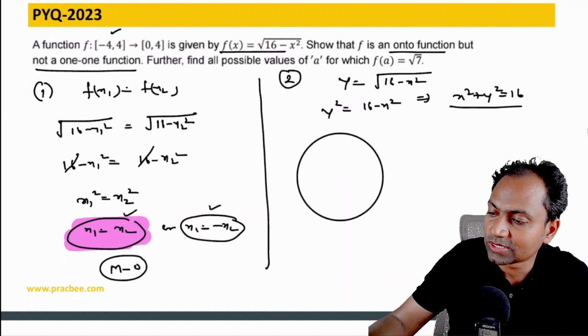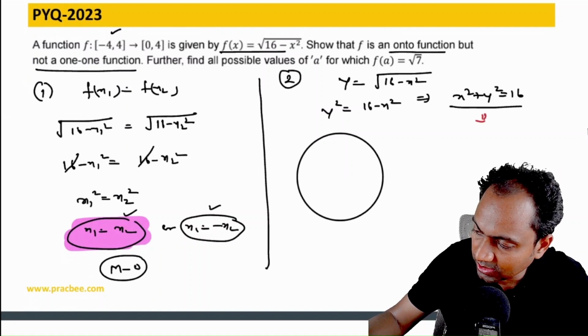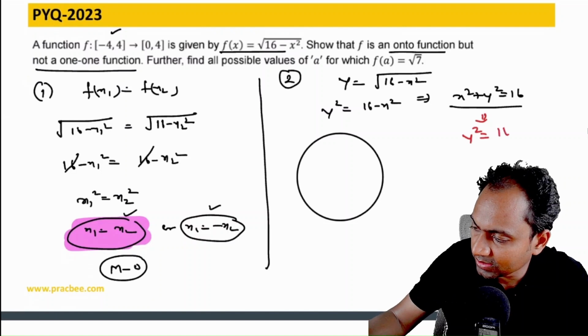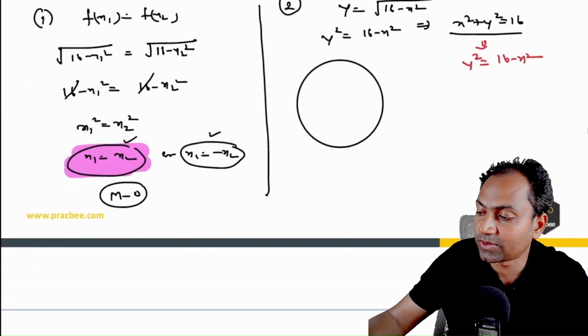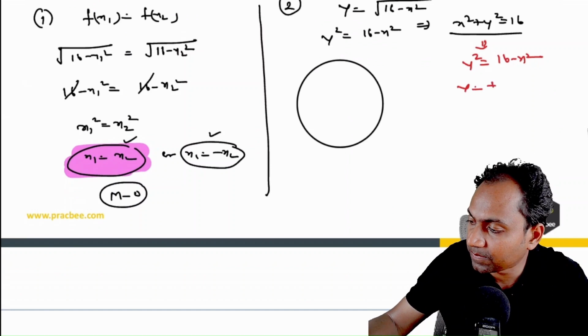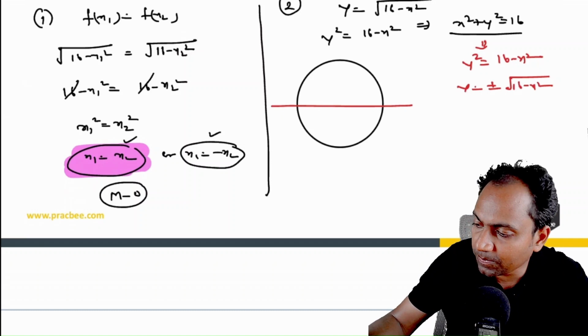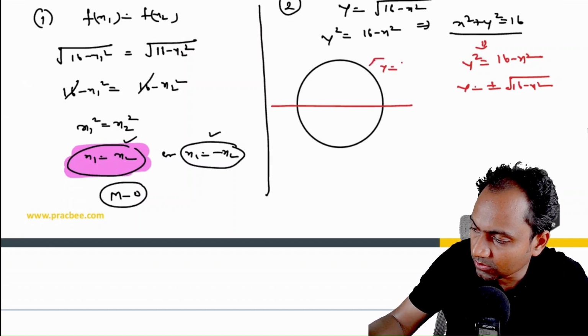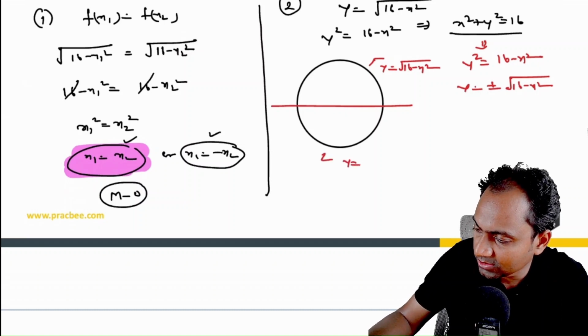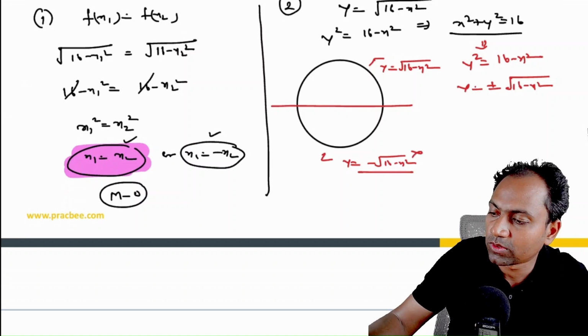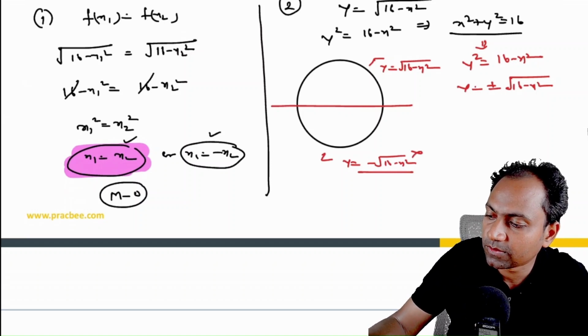Because if I do these steps in the reverse order, I will realize one more thing. If I start from here and move ahead, y square can be written as 16 minus x square. If I solve further, y will become plus minus root of 16 minus x square. So you are getting two answers here. This top part is y is equal to root 16 minus x square, and this bottom part is y is equal to minus root 16 minus x square. This is not us. We do not want the bottom part, we just want the top part. So this is what we are getting.